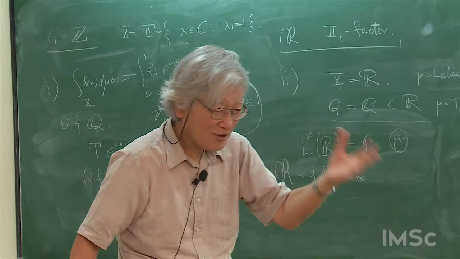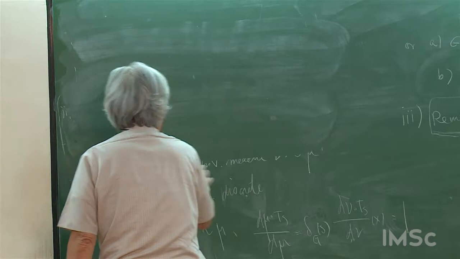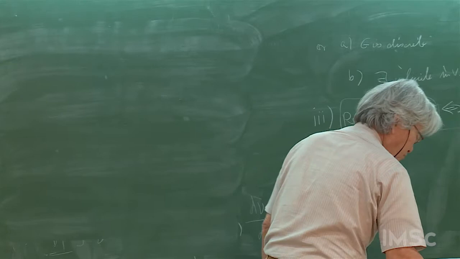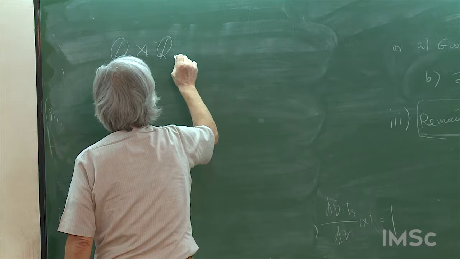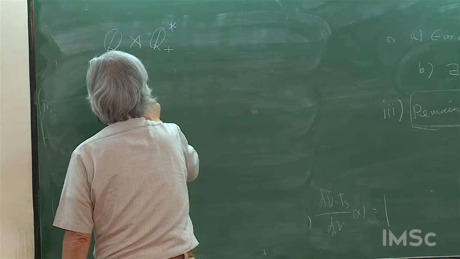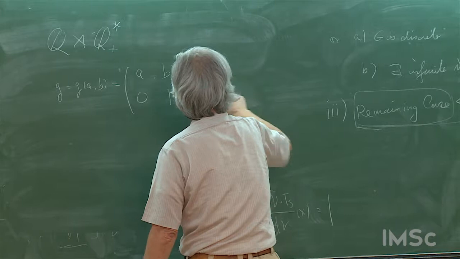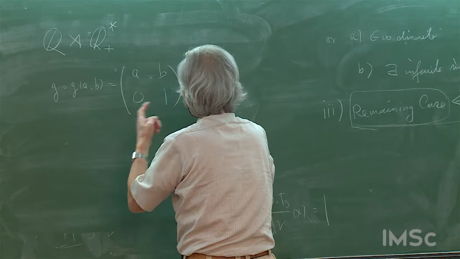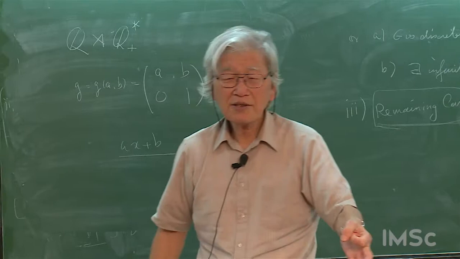So what you do is the following. Maybe we can erase this one now. You take the rational numbers, semi-direct product with Q positive star under multiplication. So the group is G equals G_{a,b}, the matrices (a b; 0 1), acting on x, mapping x to ax plus b. Multiplication by a scalar and the translation together act on the real line.